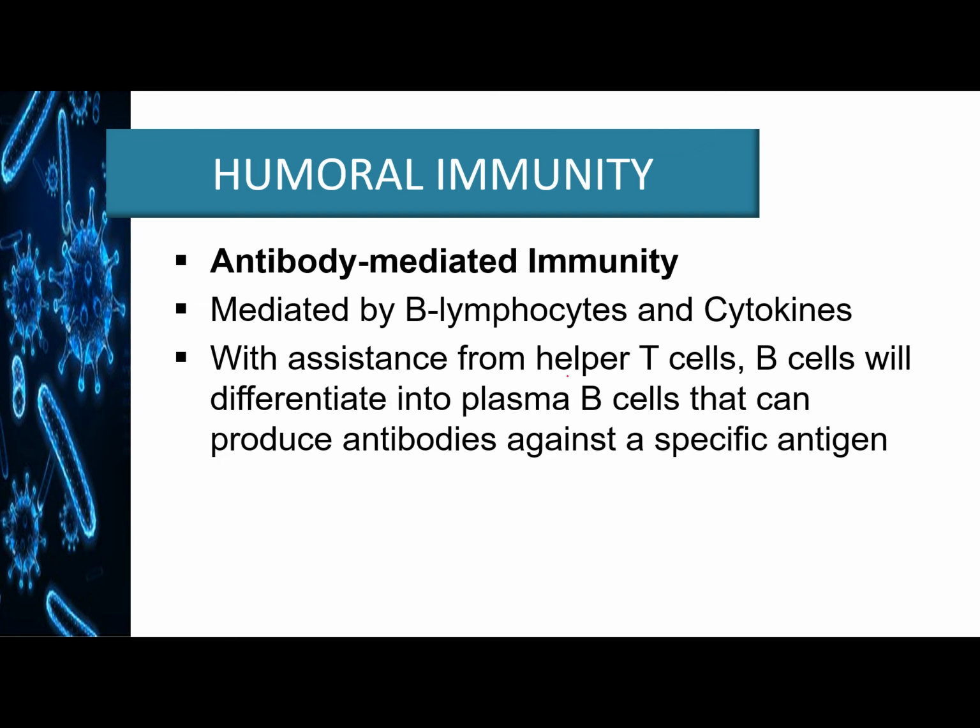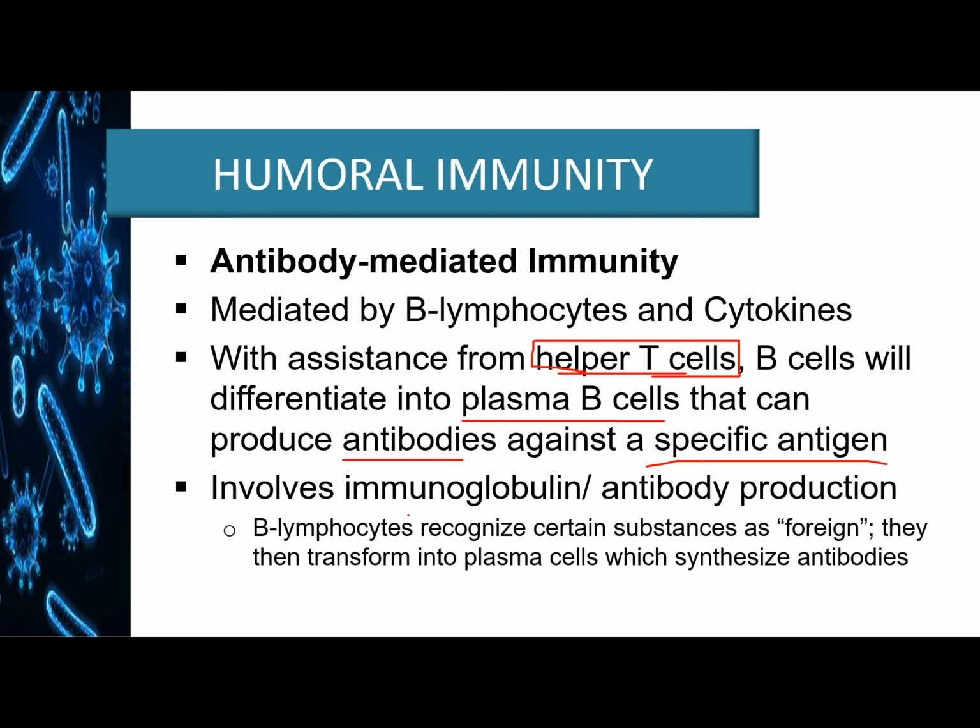With assistance from helper T cells, B cells will differentiate into plasma cells that can produce antibodies against a specific antigen. So please take note, class, si helper T cell nyo is the one that helps B cells to become a plasma B cell. It involves immunoglobulin or antibody production. So B cells would recognize certain substances as foreign, and they would then transform into plasma cells, which would synthesize antibodies.